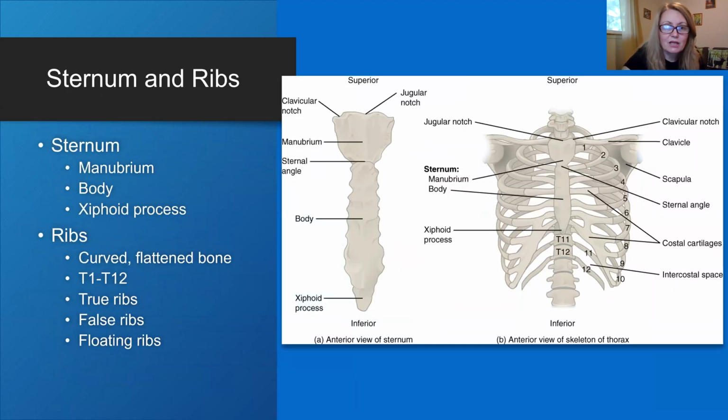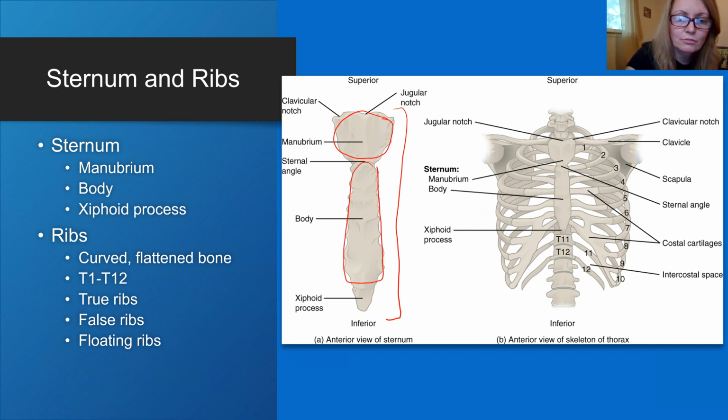Sternum and ribs. So the sternum, what you call your breastbone, is shown right here, right? Here's the sternum, and it's made of 3 parts: manubrium, body, and xiphoid process right there. Where the manubrium and body connect is called the sternal angle, and you can palpate the sternal angle. There is very important use of the sternal angle in surface anatomy.